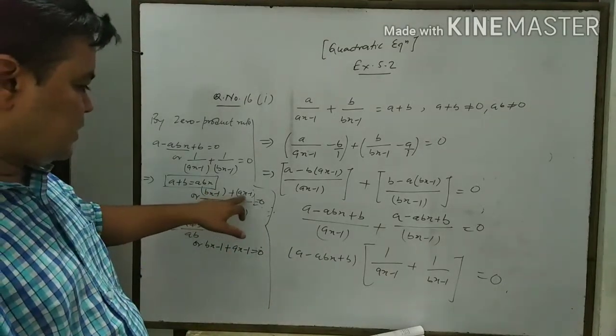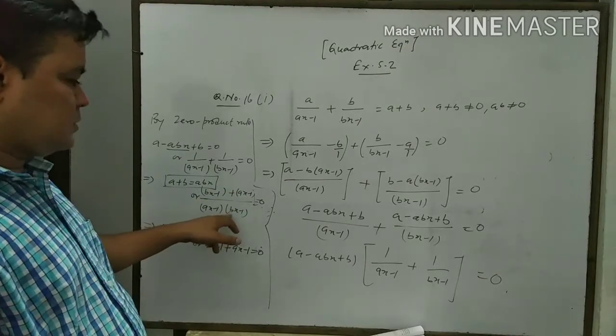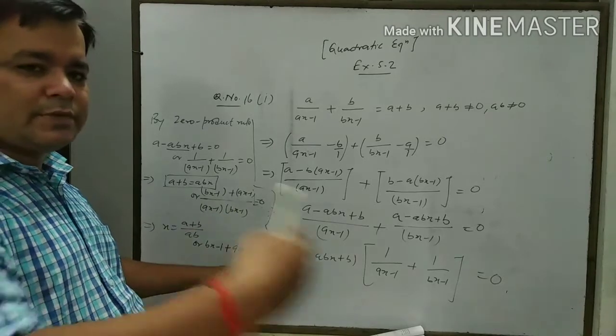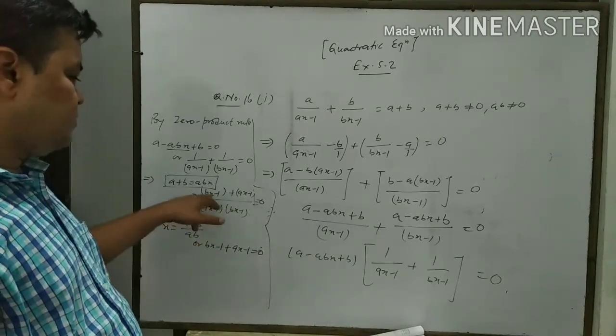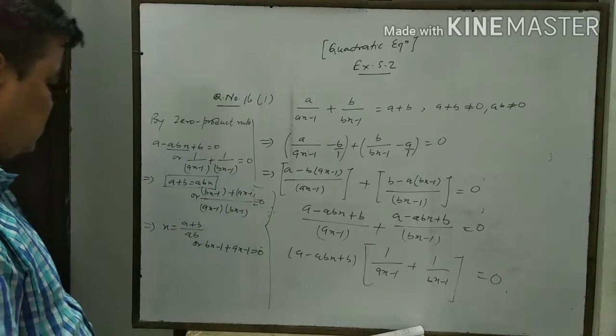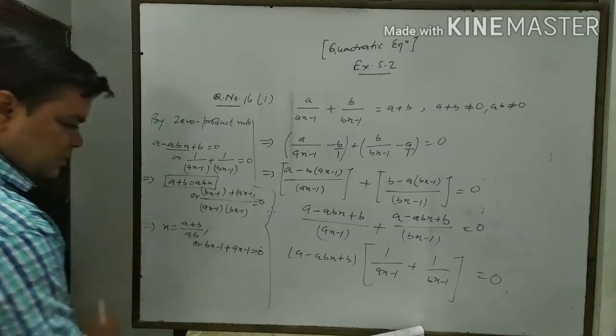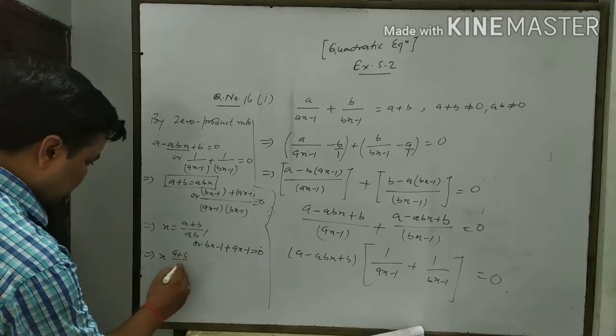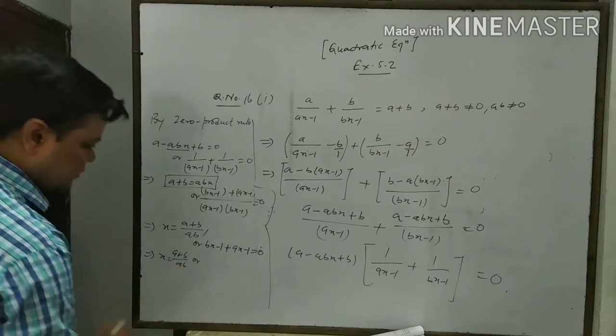Bx minus 1 plus ax minus 1 upon this. If this is transferred to this side, then this will be multiplied by 0. Its value will be 0. Means the left hand side will be 0. And in the right hand side, when we write this numerator, so one solution is this. Here x is equal to a plus b upon ab.